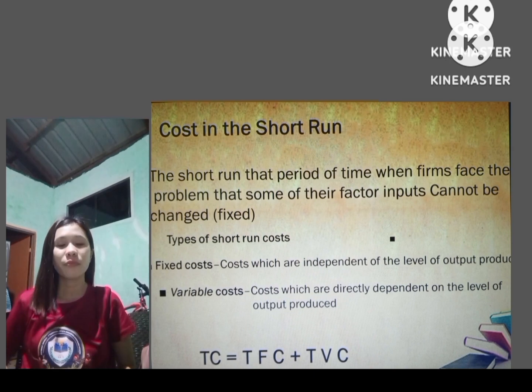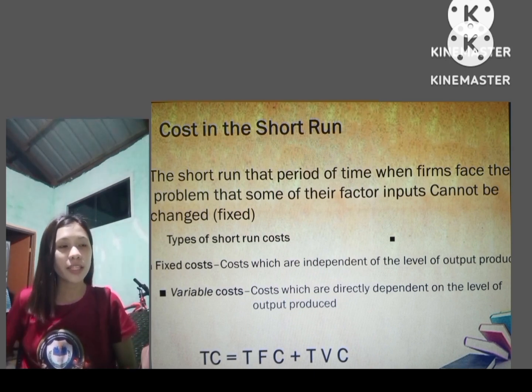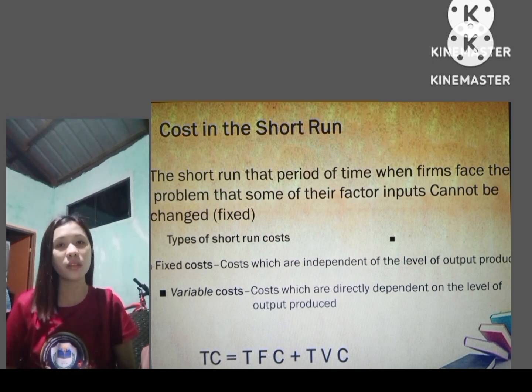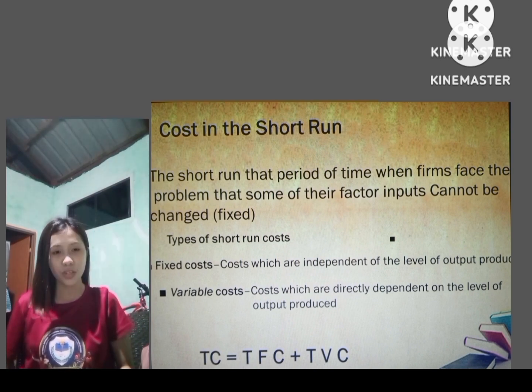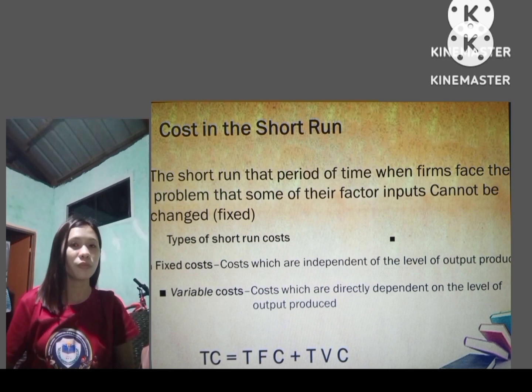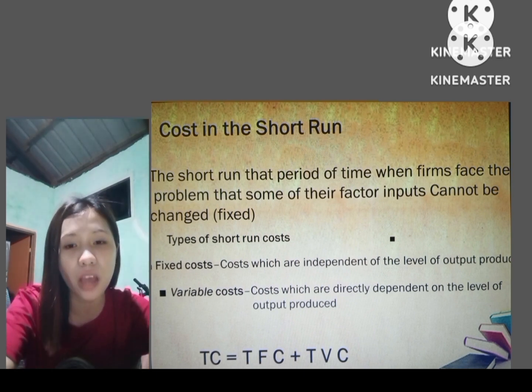We also have variable cost. Variable costs are directly dependent on the level of output produced. So fixed costs do not change with the quantity of output, whether we are producing 0 units of output or 100,000 units of output. So for example, electricity and raw materials, production supplies, and packaging supplies. Then the variable costs will increase as output increases. When we are producing 0 units of output, the variable costs will be 0.